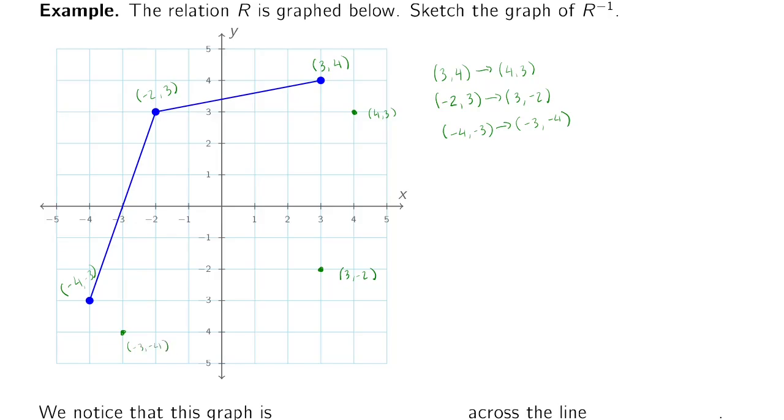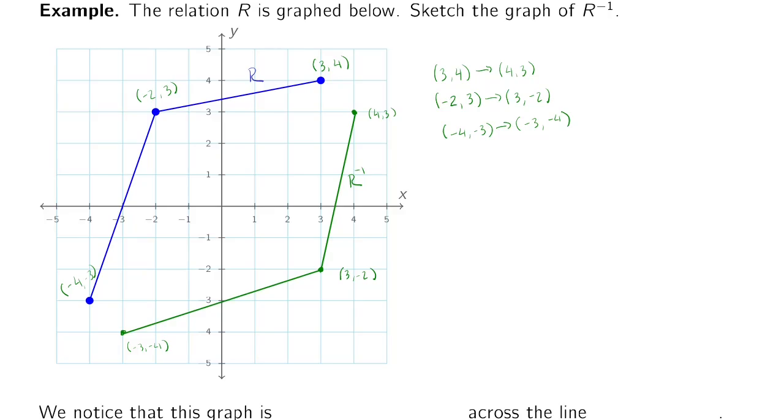And then the rest of our graph is just connect the dots with those three dots. So we can draw straight lines connecting these dots. And we have the graph of our inverse relation. So if this is the graph of R, this is the graph of our inverse. And we notice that these have basically the same shape.